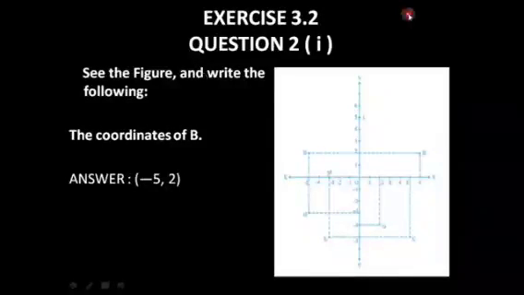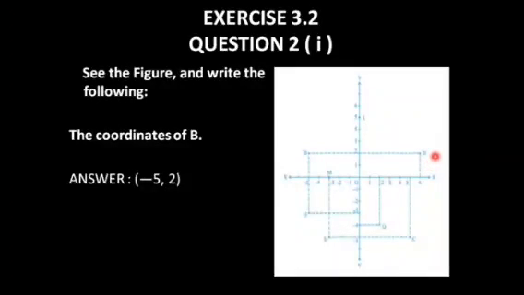Now, let us get to the second question of exercise 3.2. In the second question, we have been given a graph which is already plotted. Now, you can find that we have points such as D, B, M, H, E, G, C. Before we get into the solution of the questions asked, let us try to recall and apply the understanding that we have gained as of now.